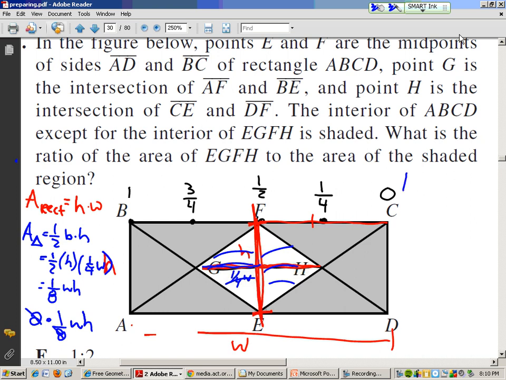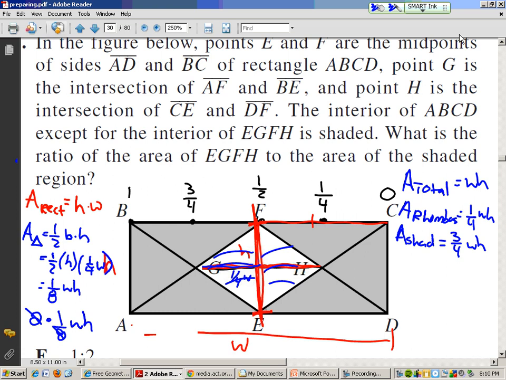So the area of the total is WH, and the area of the rhombus is 1/4 WH. So how much is the area of the gray? The area of the shade is 3/4 WH.